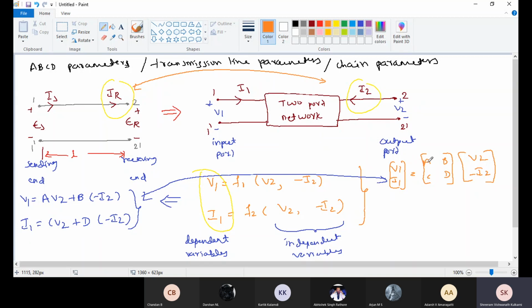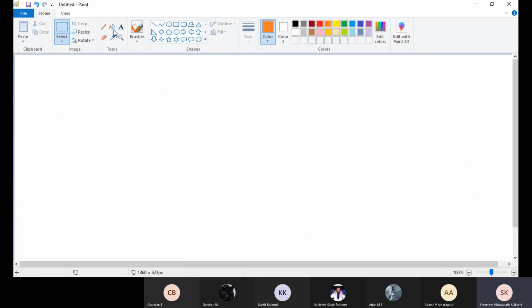Okay, now these A B C D are nothing but the transmission line parameters. Now I need to find these, means A B C D. How? Just see here. Just remember, otherwise I will write this equation again, no problem. Here we have V1 equals A V2 plus B into minus I2. Then I1 equals C V2 plus D into minus I2.